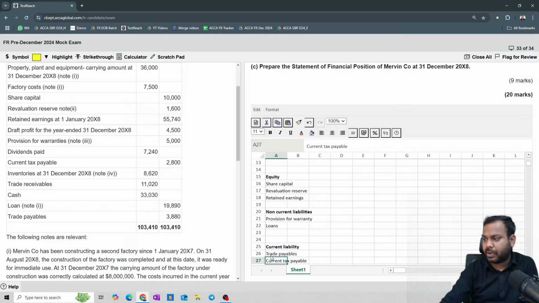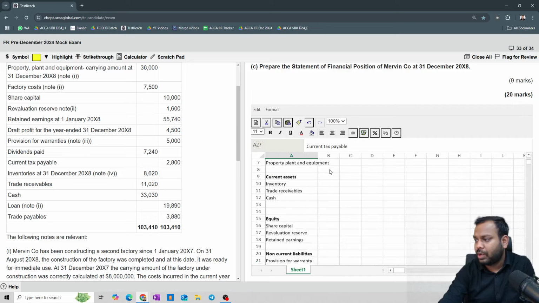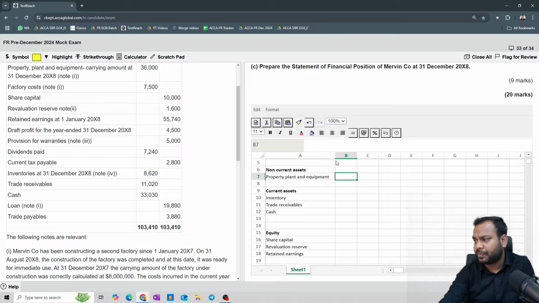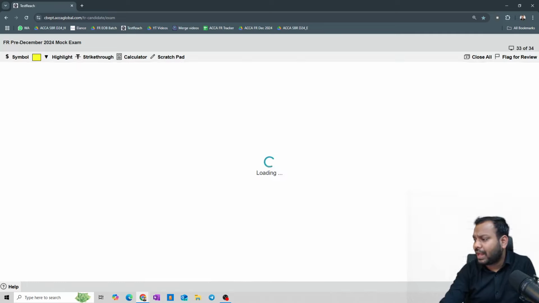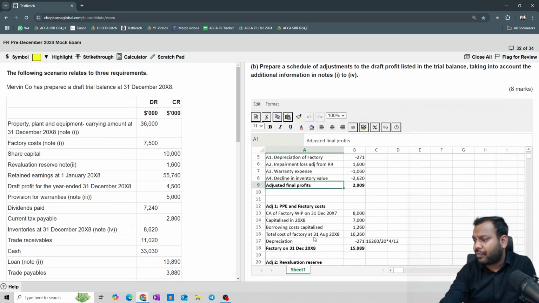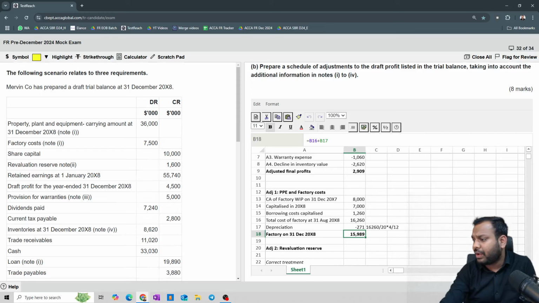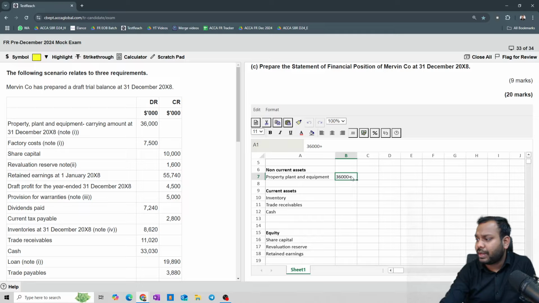So I have drawn the pro forma now. What will I do now? I will write the final figures. Now PPE. What is the value of PPE? 36,000. So you will write here 36,000 is the value given, plus what is the value of the factory after depreciation and everything? After depreciation and everything, 15989. So right here, plus 15989, A1. Okay, so this is done.